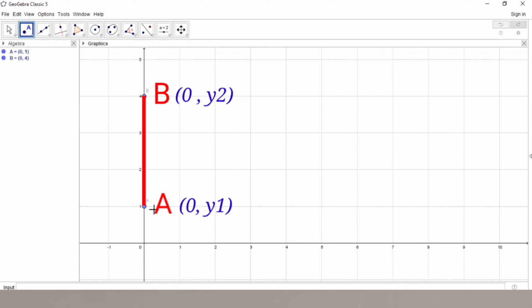Now to find the distance between them, again we take the difference between only the y coordinates. So the distance AB is equal to y2 minus y1, that is, the difference between the y coordinates of these 2 points. So this is the second situation. If there are 2 points given on the y-axis, their distance can be found by using the formula y2 minus y1.